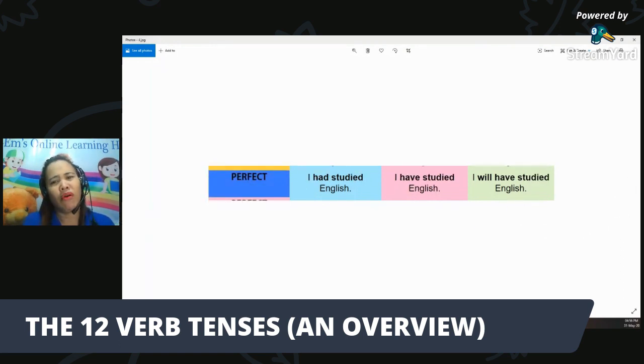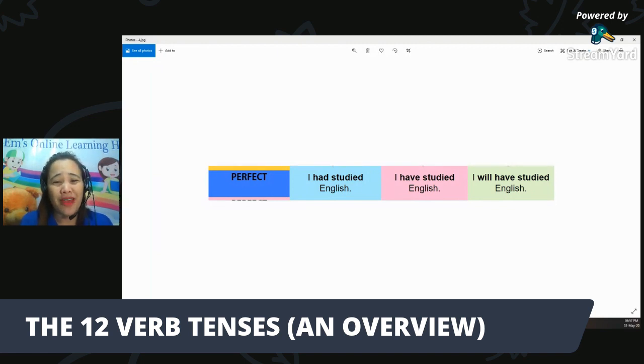So, what is this? When are we going to use this one? So that is the question. As you have here the example, I had studied English. What's the use? When will I use this? Why do you add "had"? So that's the question.